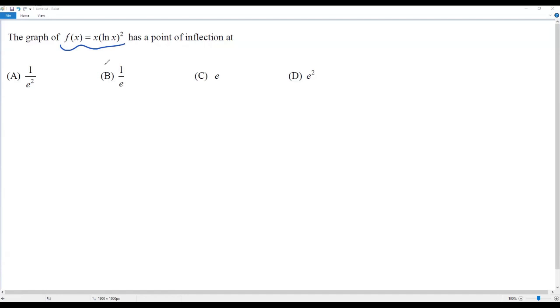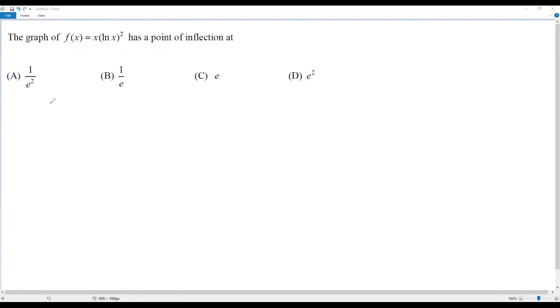The point of inflection is the point where the graph of the given function changes its concavity. That is, it will change either from concave upward to concave downward or from concave downward to concave upward. To find the point of inflection, we look for the value of x where f double prime of x, the second derivative, is either equal to 0 or undefined. So now we have to get the second derivative of the given function to get the value of x where we have the point of inflection.